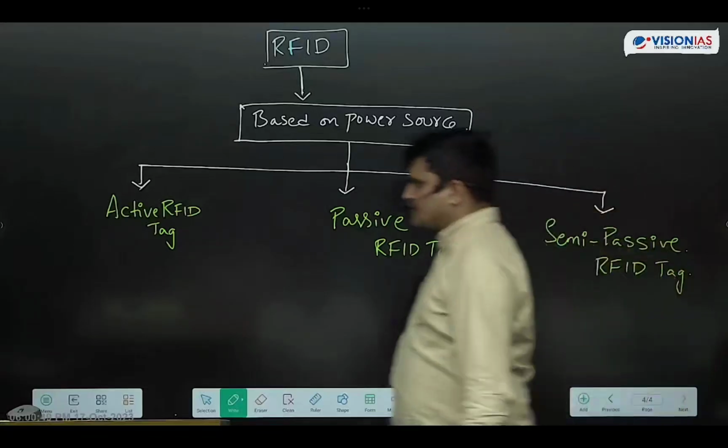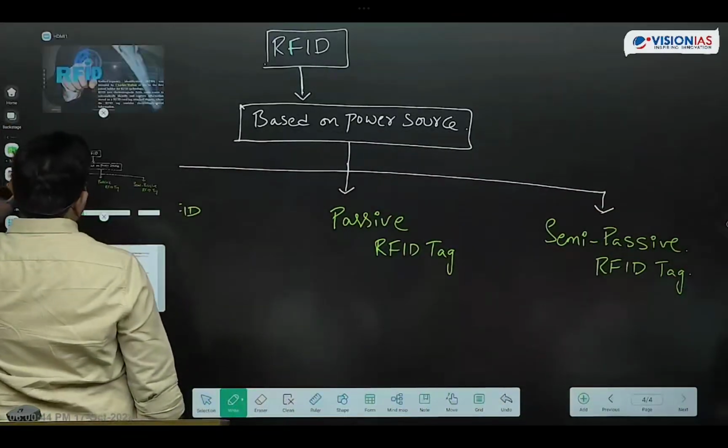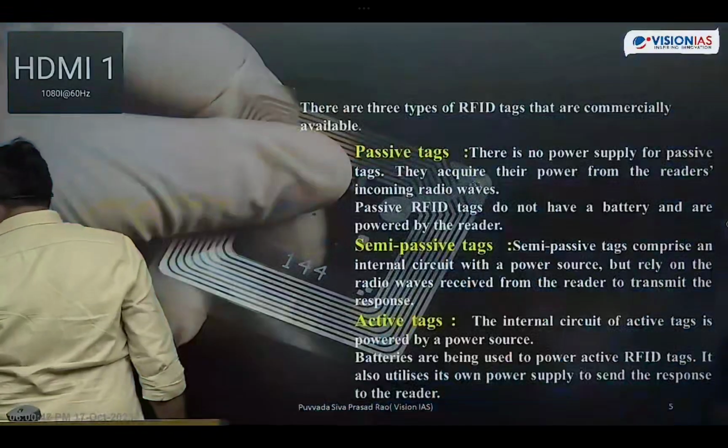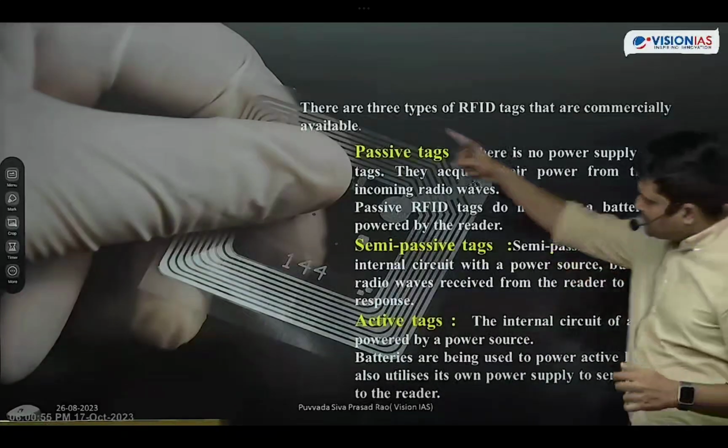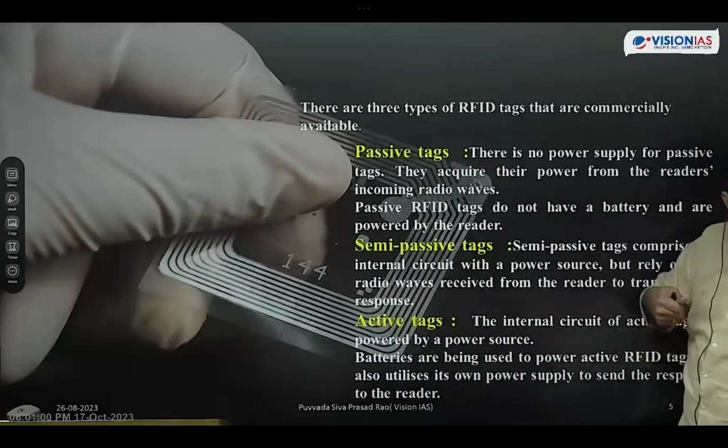So what do these RFIDs mean? Why have they been categorized like this? Based on what have they been categorized? Radio frequency identification device means it works based on radio waves, and these tags have to be read. So you can see in the background, that is the tag. The tag will be read with the readers.